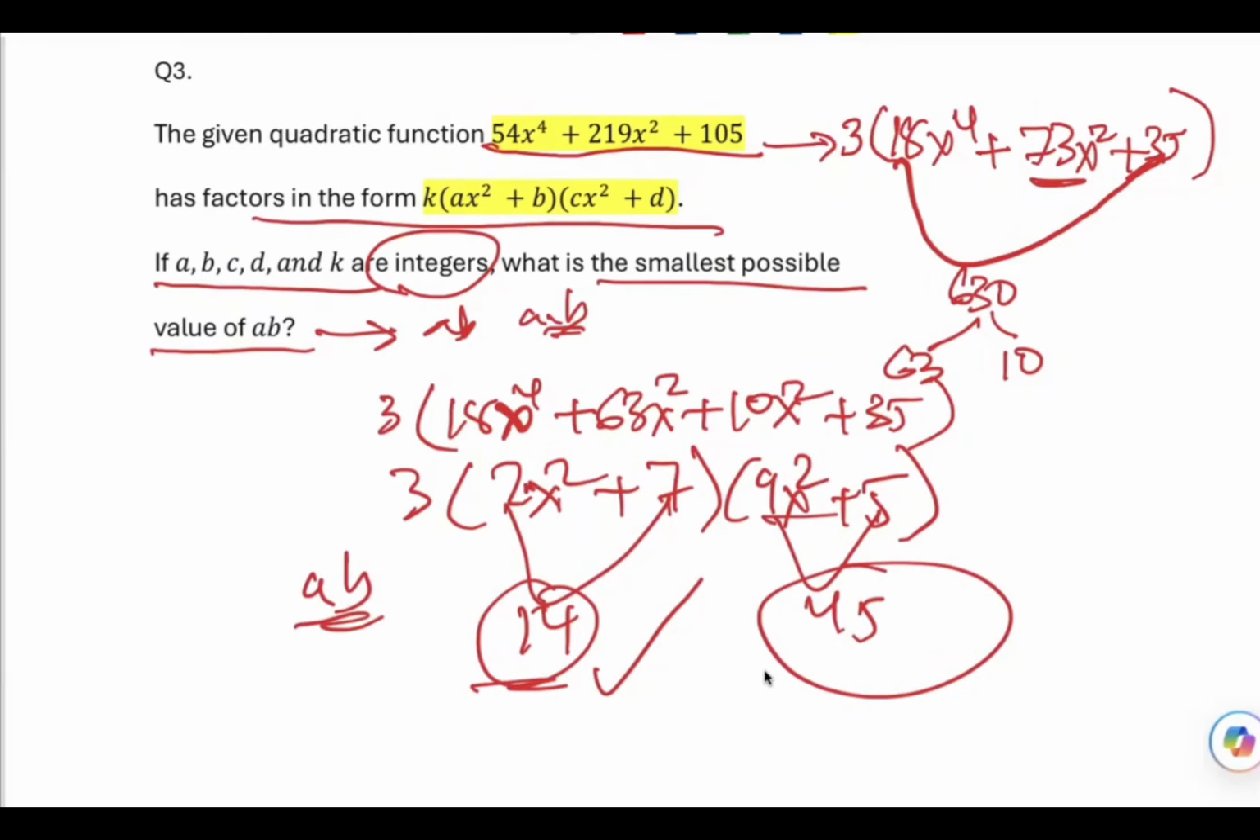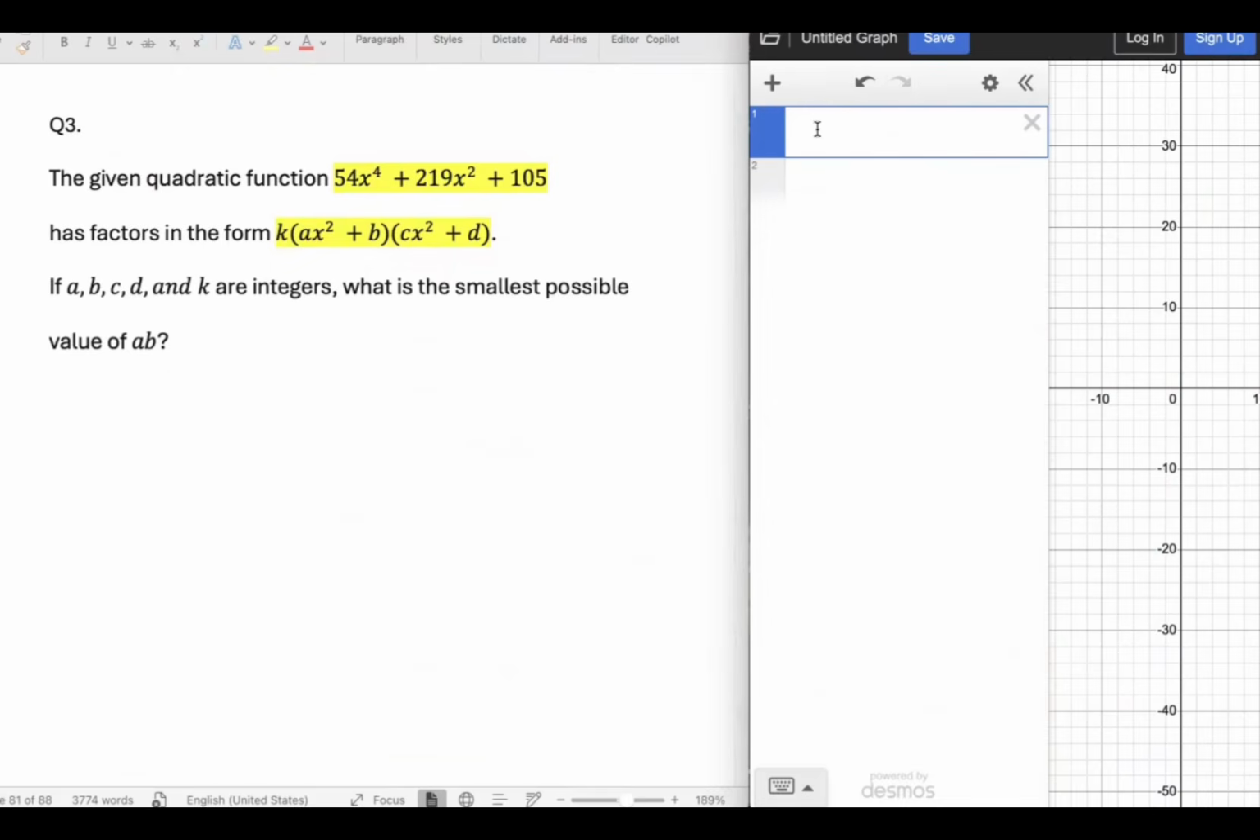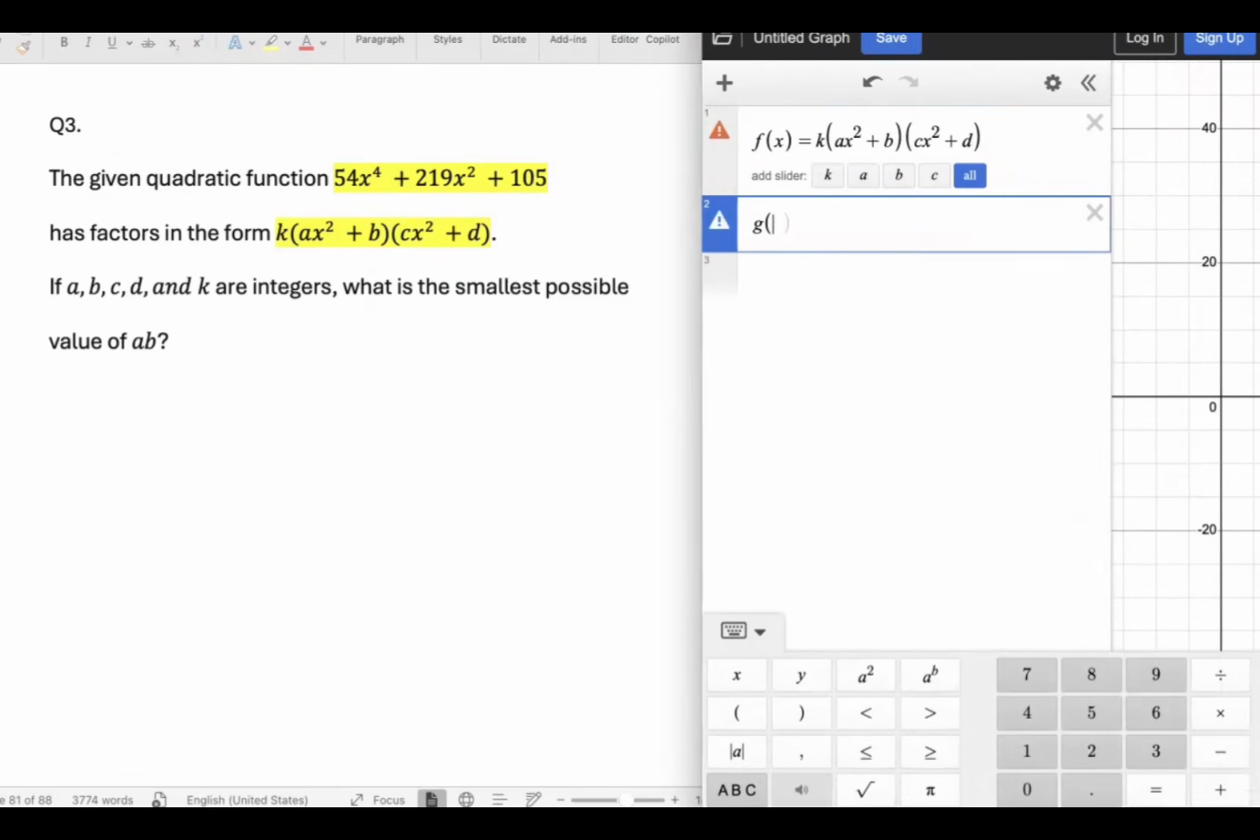If you want to use Desmos, let me show you how. It requires some critical thinking and how to manipulate the numbers. As usual in Desmos, input the function. We're going to put the first function with the variables, and then we can solve for them. Input another function, g of x, but make sure you input the factored form. We have 3 out, and then we have 18 s to the power 4. That is the most important.